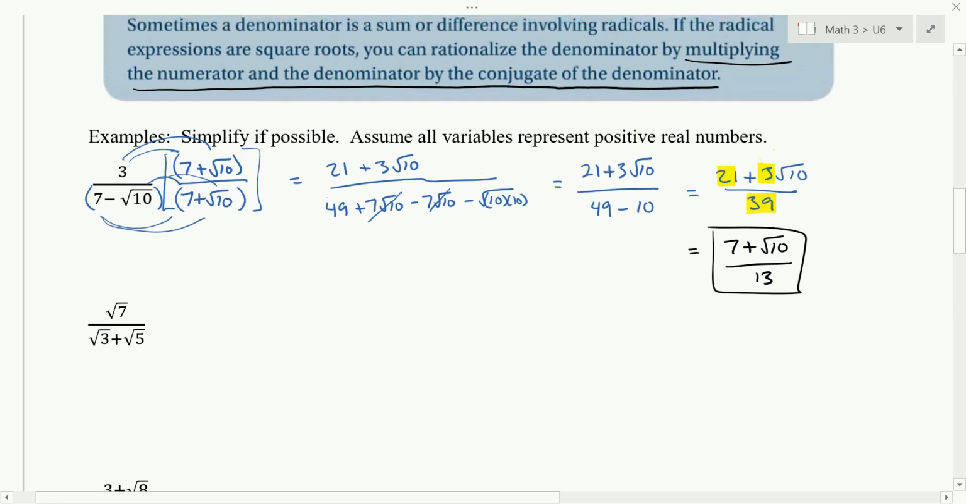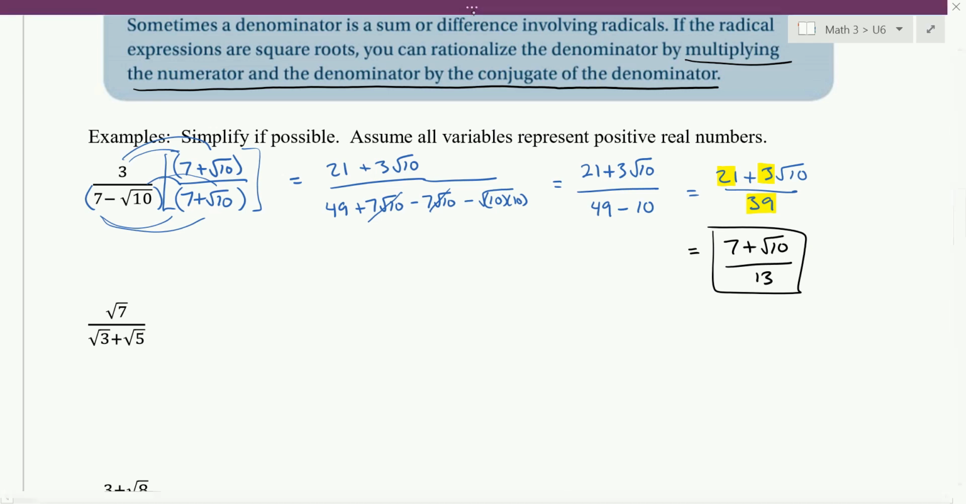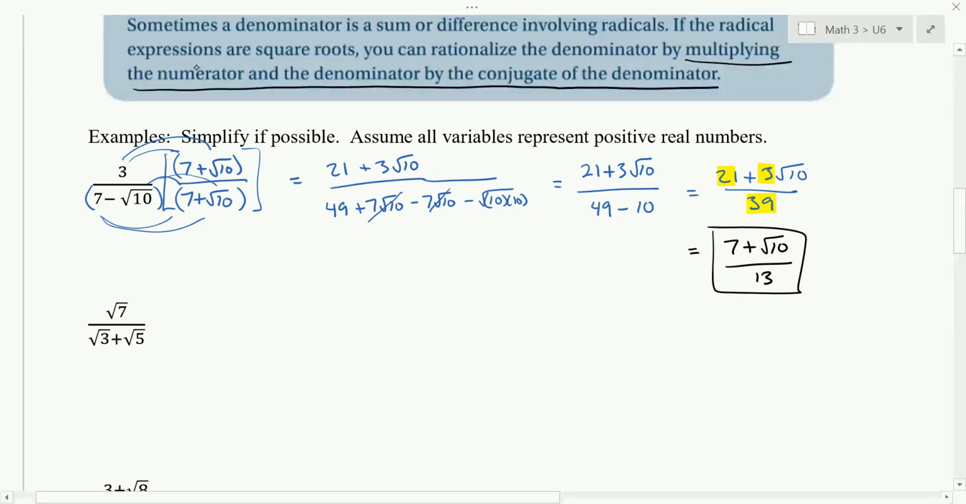Okay? So we need the conjugate when the denominator has a plus sign or a minus sign in it, and there's two terms, and you got a square root in at least one of those terms. Okay, that's what you're looking for. So in this second fraction here, what might we want to multiply by? Square root of 3 minus square root of 5. Go ahead and do that. Simplify it as much as you can. Get to an answer.